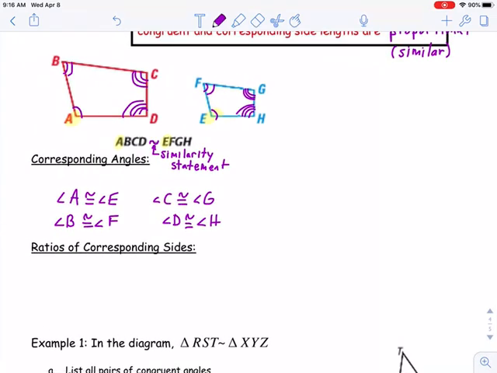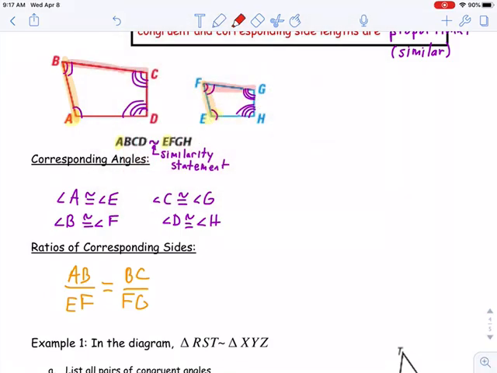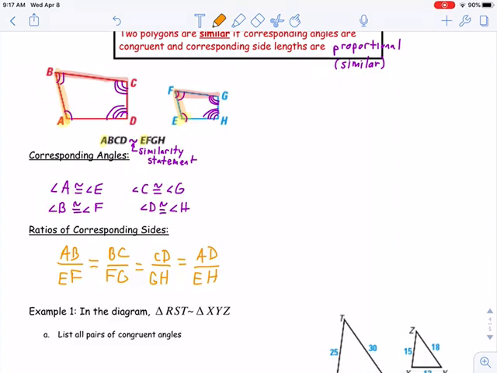All right, so corresponding side lengths are proportional. So AB and EF, we can write that as some fraction. AB is corresponding to EF. When we plug in those numbers, that's going to be the same fraction as BC and FG, because notice that those sides are also corresponding. So if you take corresponding sides and write it as a fraction, those fractions are all going to equal each other. And we're actually going to do a problem like that down here below.